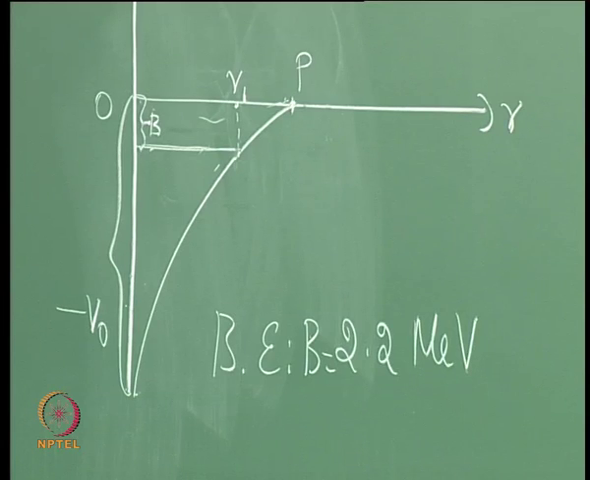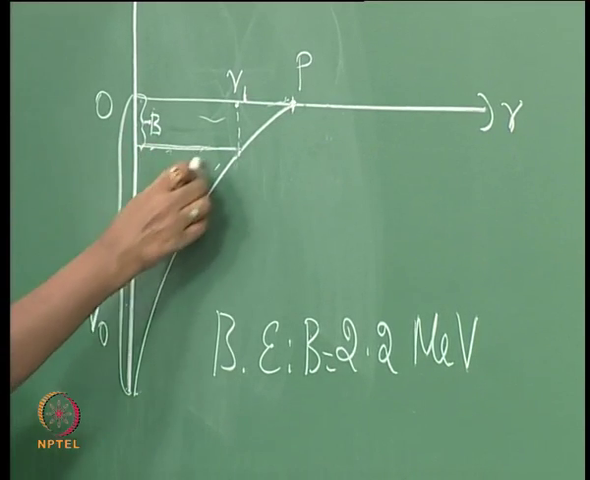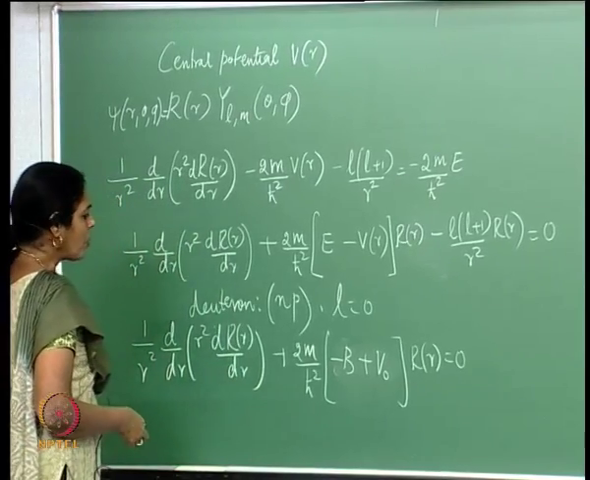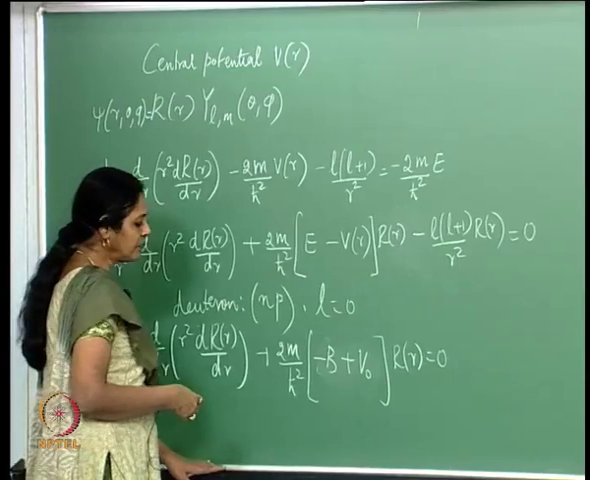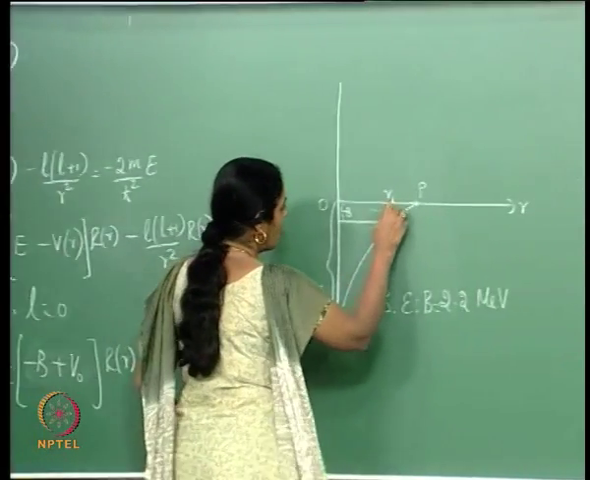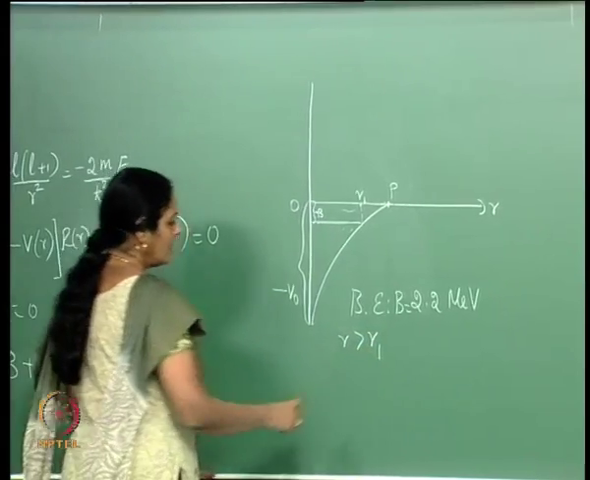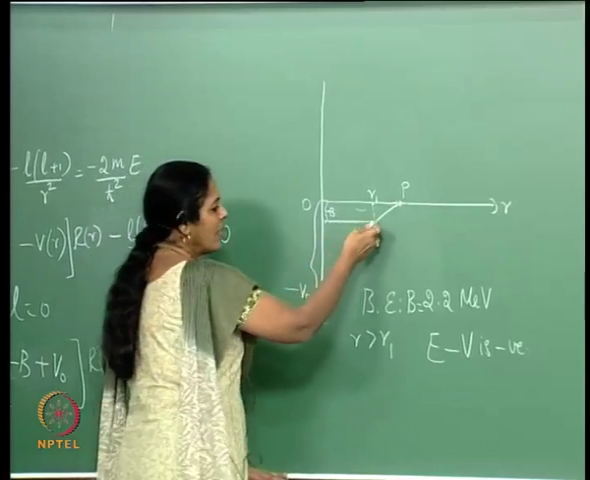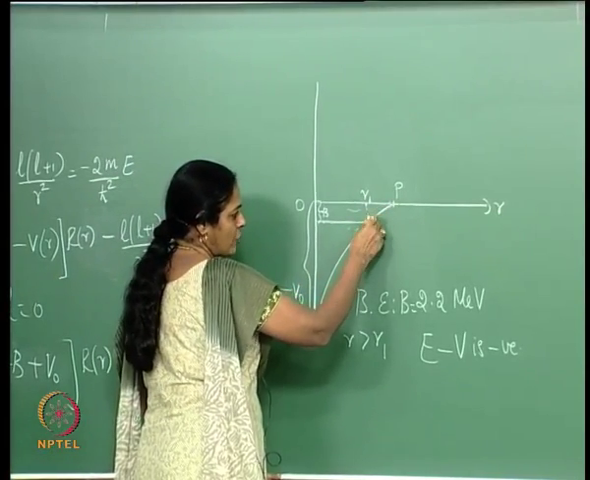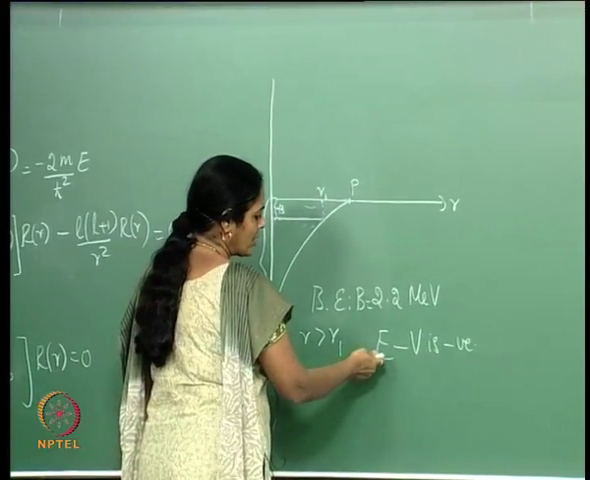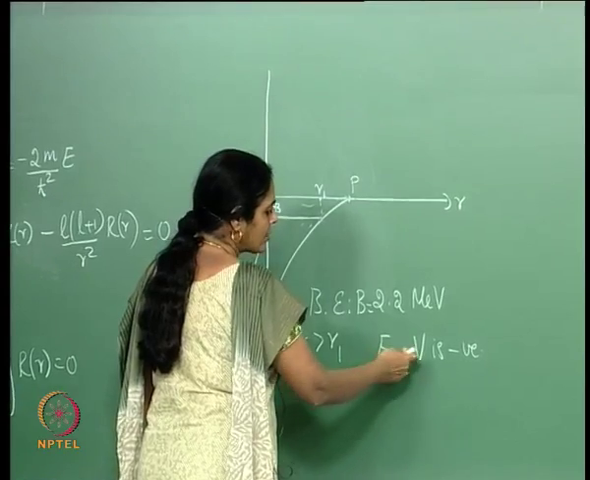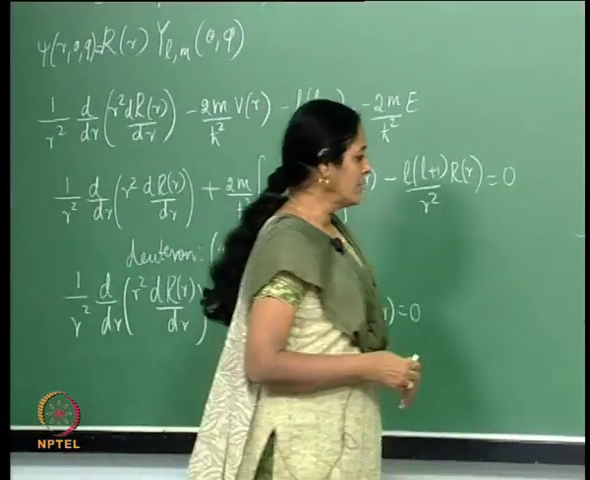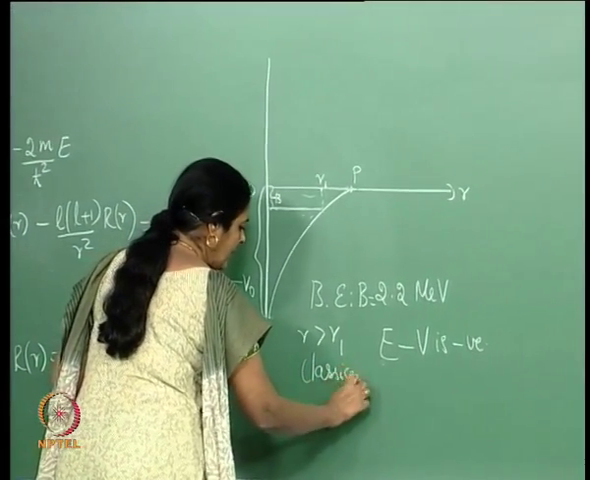Not assuming any details of the potential, just using the fact that up to this point V naught is greater than B. And therefore, this is a positive quantity, and that is okay. But then out here beyond R1, for R greater than R1, you can see that E minus V is negative, because V abruptly goes off to 0 pretty fast actually. It is a short range potential, and this object is negative. So, E minus V is negative in this region, and therefore, it is a classically forbidden region beyond R1, because the kinetic energy is negative.